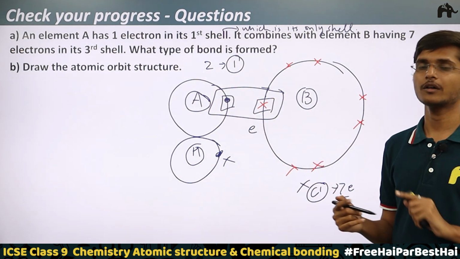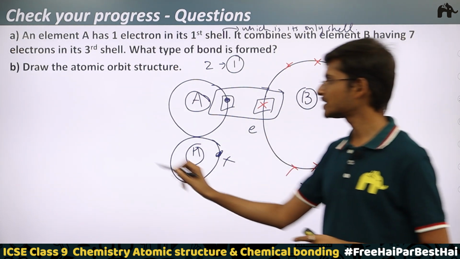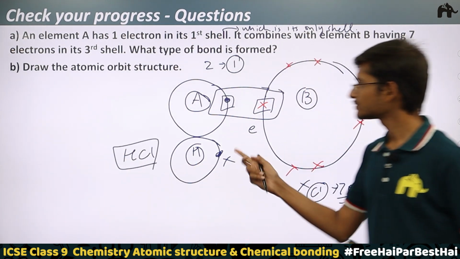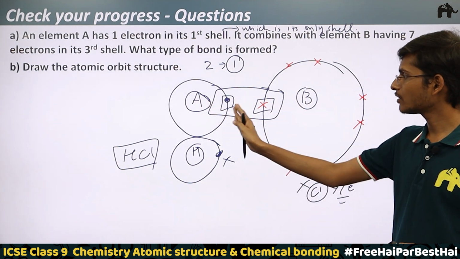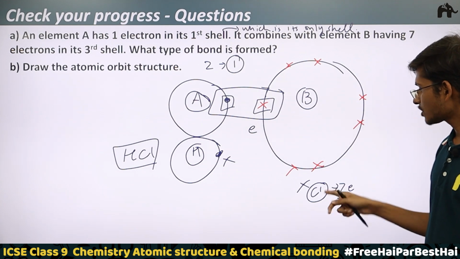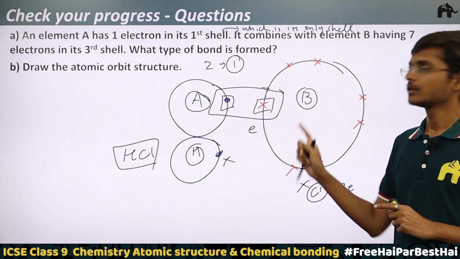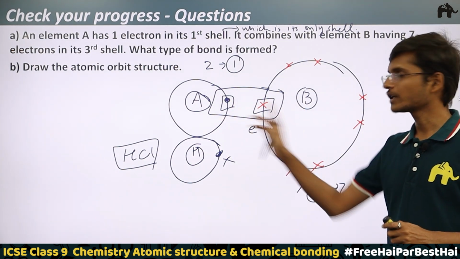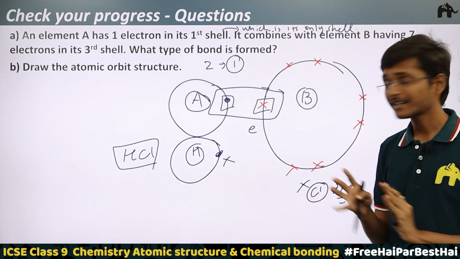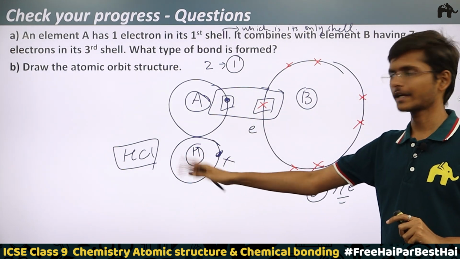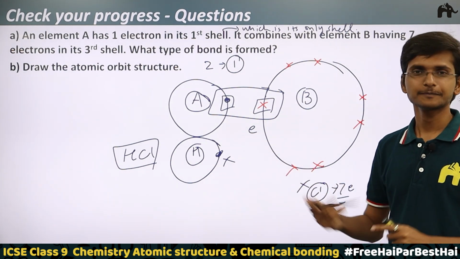Now draw the atomic orbit structure. For this purpose, I can redirect you to the atomic orbit structure of hydrogen chloride, HCl. Why? Because A is the same as hydrogen, having 1 electron in its only shell. B is the same as chlorine, having 7 electrons in its outermost shell, sorry, in its third shell. So they would obviously share 1 electron pair with each other. So the diagram would be exactly the same as that of hydrogen chloride, HCl. Clear?